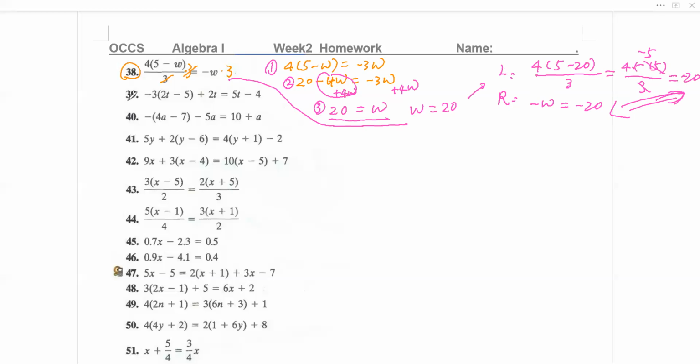All right, let's see 39. Let me write here. Let me use a different color. Maybe you guys can figure out what 39 is.